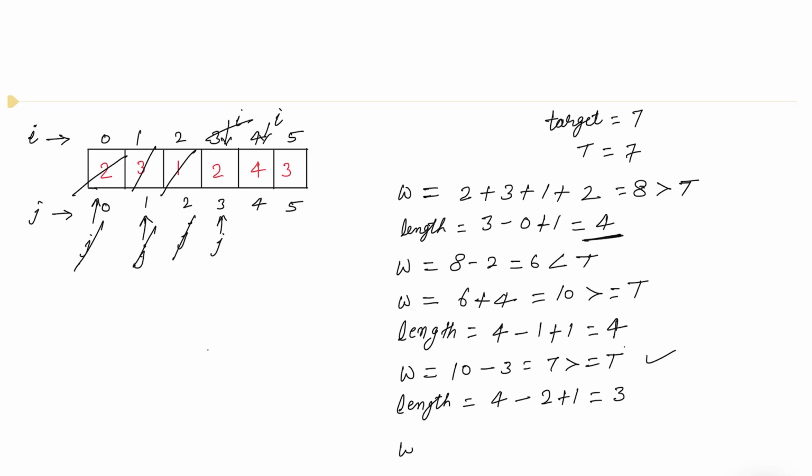See, w will become 7 minus 1 equal to 6. 6 is greater than or equal to 7? No, 6 is less than target. So what we will do? We will move to next element. That means I will point to last index. So here w will be updated to 6 plus 3 equal to 9.